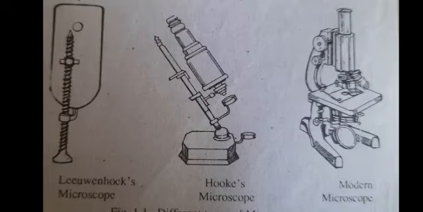Microscopes. Yeah, these are Leeuwenhoek's microscope, Hooke's microscope, and a modern microscope. Later, there was another modern microscope, that is the electron microscope. Students, by using these microscopes, different scientists tried to identify the structure of the cell. But in 1665, Robert Hooke observed the cork as a honeycomb-like structure and called each compartment a cell.